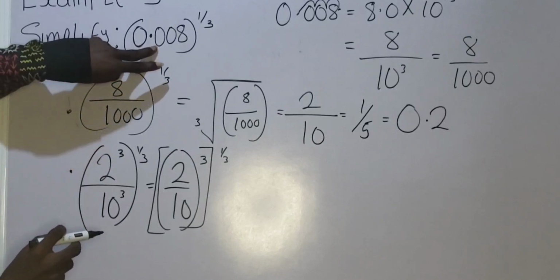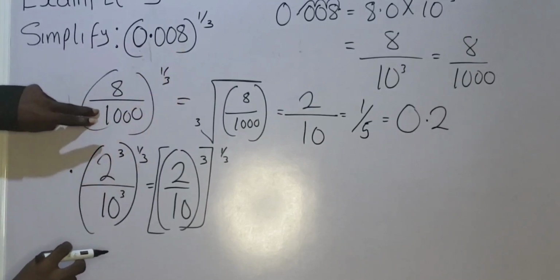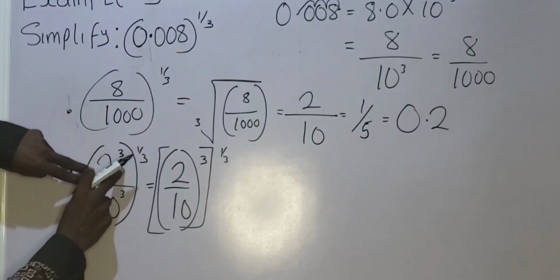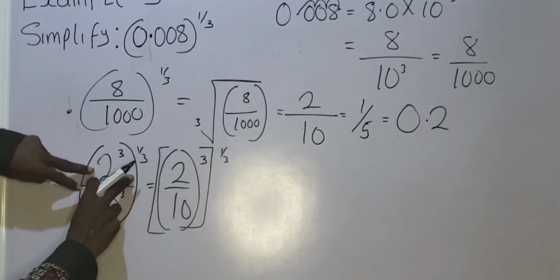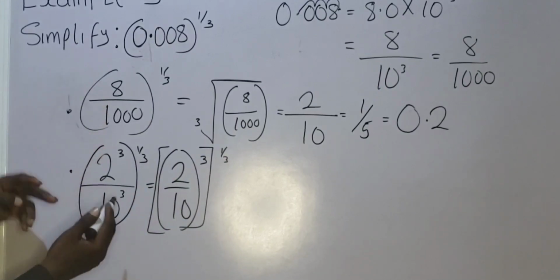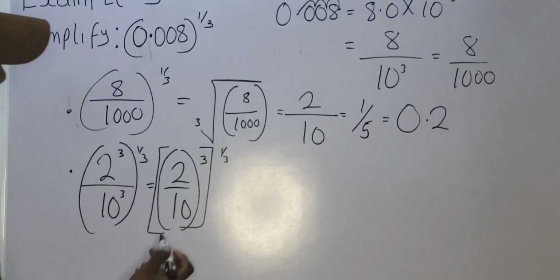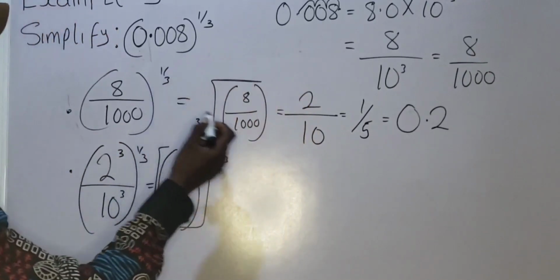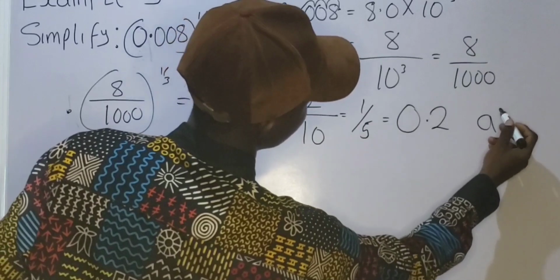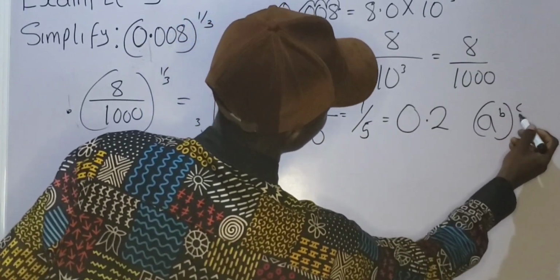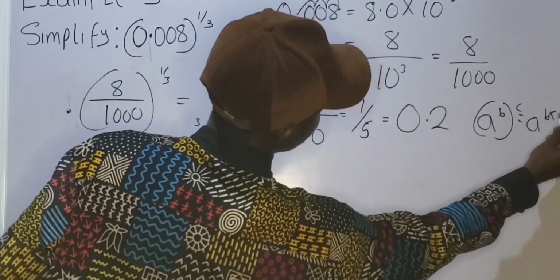After changing 0.008 to fraction, then I raise it to the power 3, because by the time I take the exponent of this, I'm still going to get what? 8. That is 2 times 2 times 2, that is 8. 10 times 10 times 10, that is what? 1000. So now, according to this law, a raised to the power of b, raised to the power of c is what? A raised to the power of b times c.